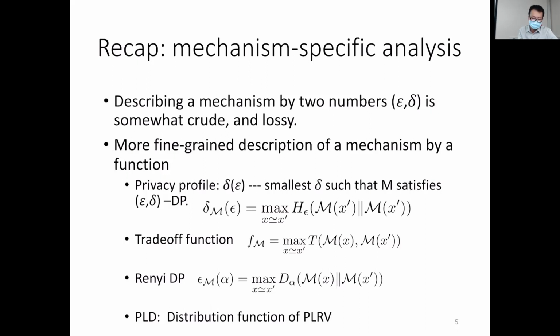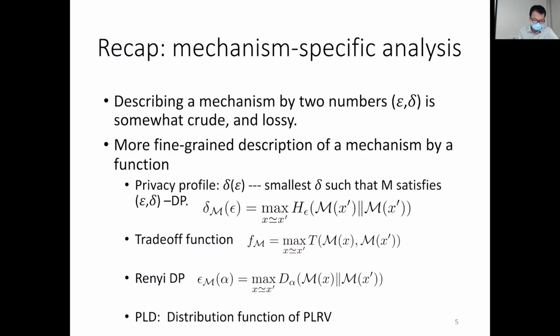It also satisfies many other privacy properties that are not captured by just epsilon delta DP with a fixed pair of parameters epsilon and delta. So what we can do is think of a more fine-grained description of the mechanism using a function, and these functions provide more details on the behavior of this mechanism when it is under attack, when some adversary is trying to make inference about whether you are part of the data set or not.